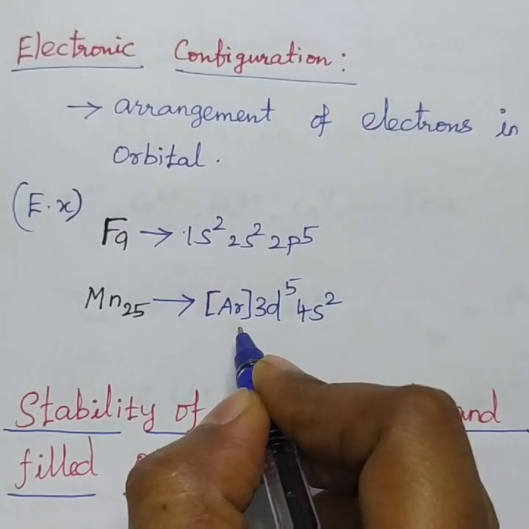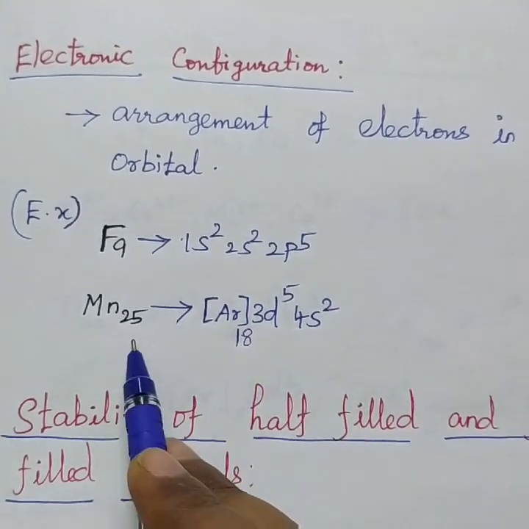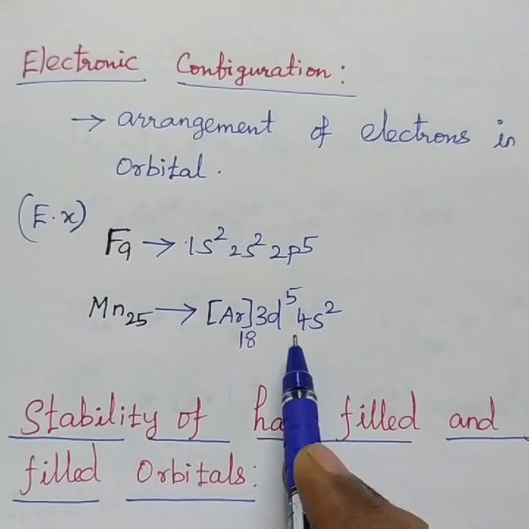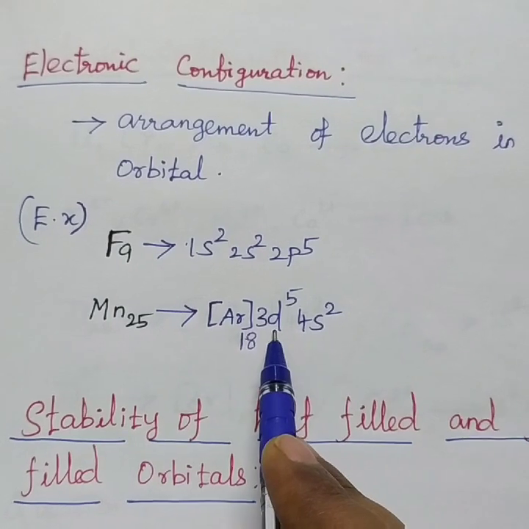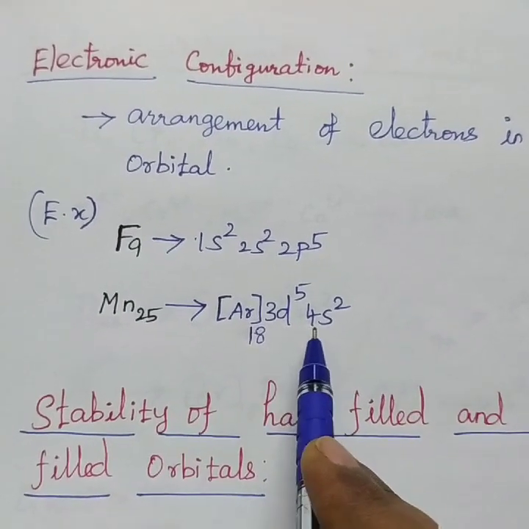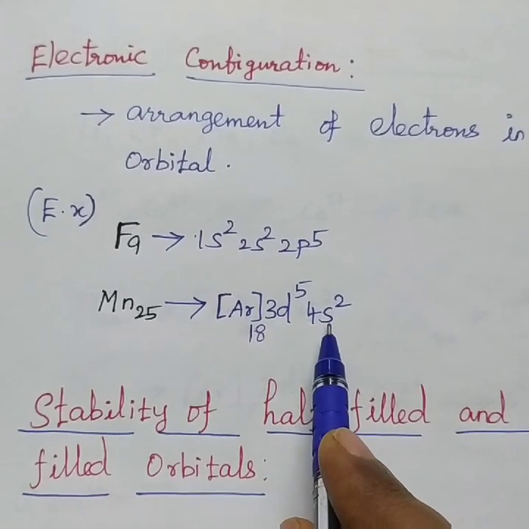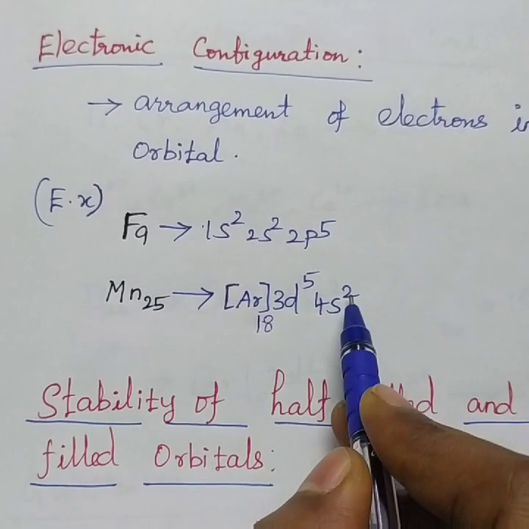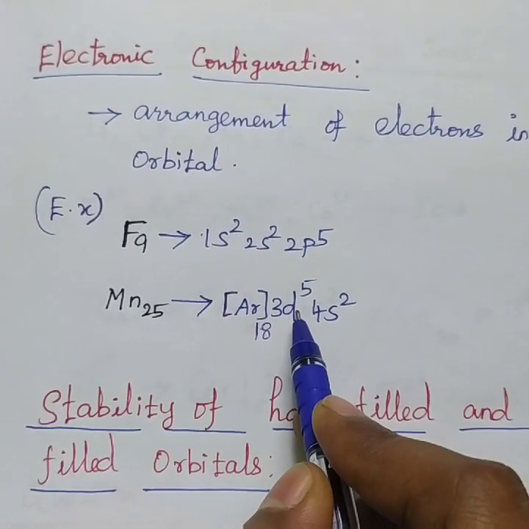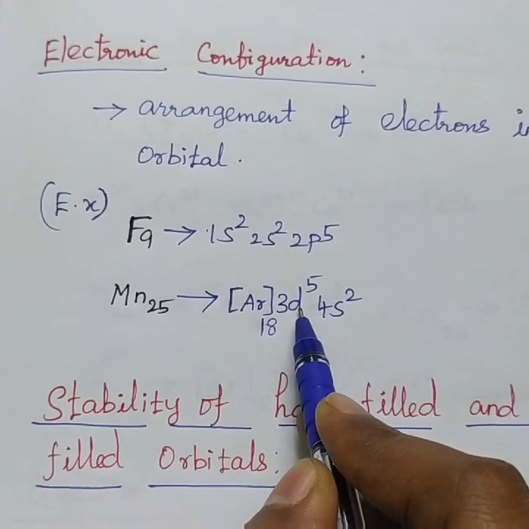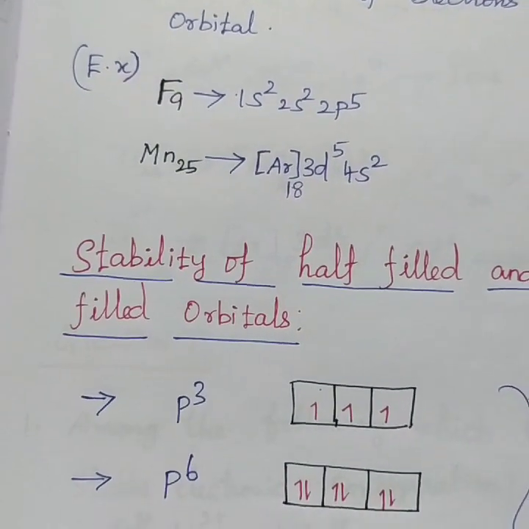Now for your understanding, I have written the 18 here. After the 18, how many electrons remain? 7 electrons. Those 7 electrons you fill in the 3d and 4s. Here I have written the 3d first, but you already know that 4s has the lower energy compared to 3d, so you should fill the electrons there first. 18 and 2 make 20. Then the remaining electrons you fill in the 3d shell, so the remaining 5 electrons I have filled here. So this is the electronic configuration for some atoms.